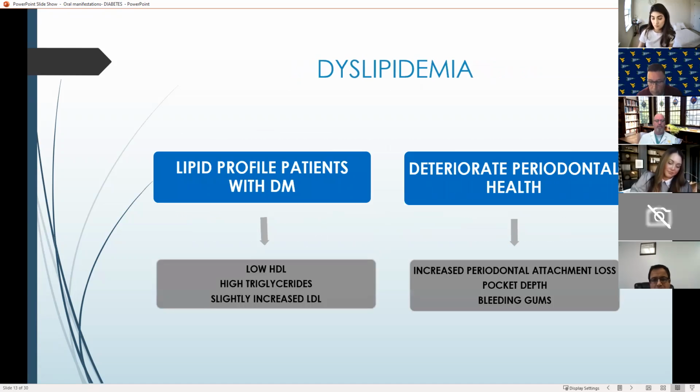Next. So regarding dyslipidemia, several studies have shown that the lipid profile typical for patients with diabetes, which is low levels of HDL, high levels of triglycerides, and a slightly increased LDL, has been associated with deterioration of periodontal health, characterized by increased periodontal attachment loss, pocket depth, and bleeding gums.